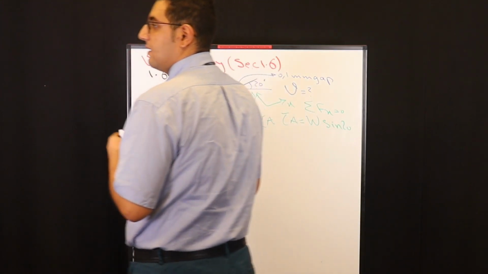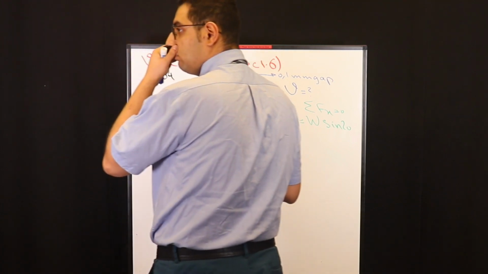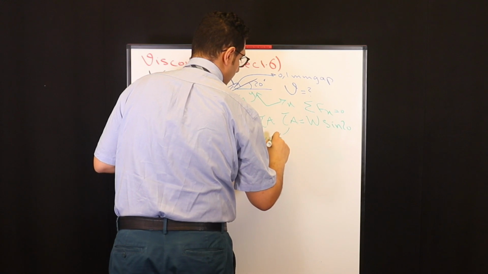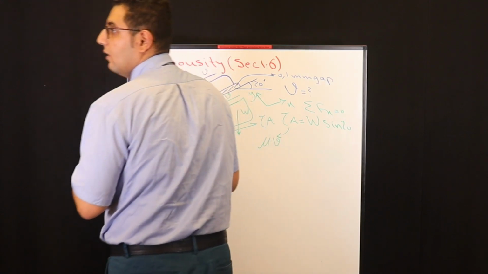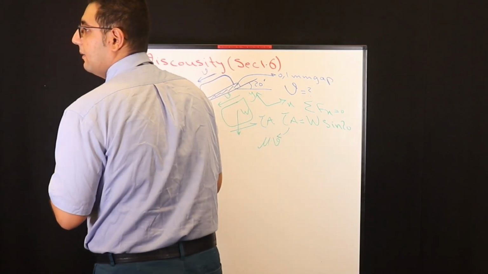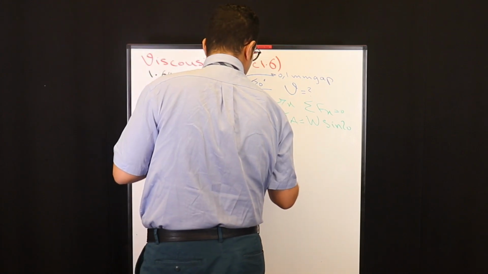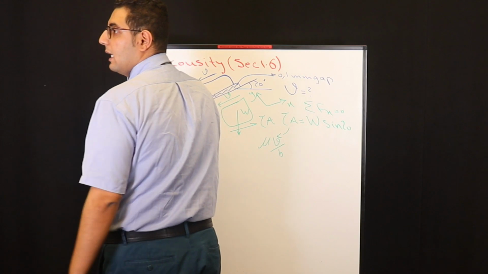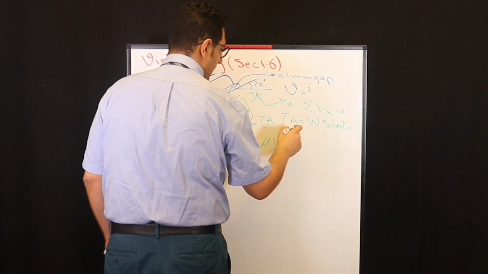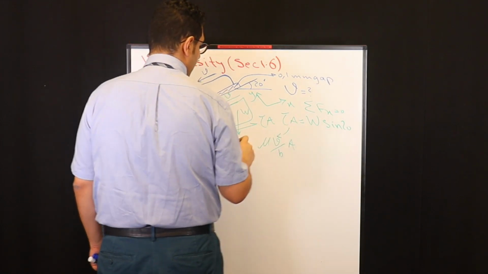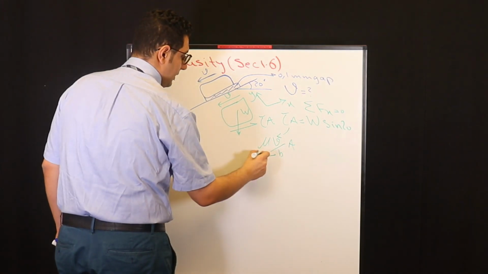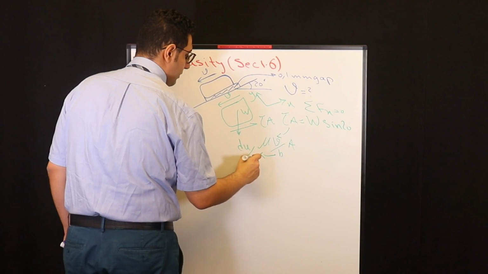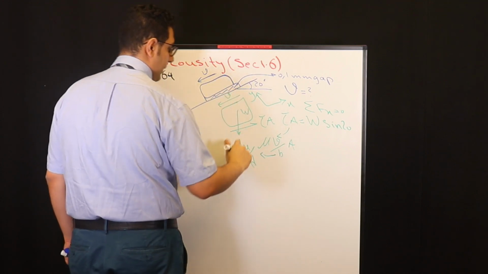And tau itself is mu V over B, because multiplied by A here. Because this is a differentiation of velocity over the gap.